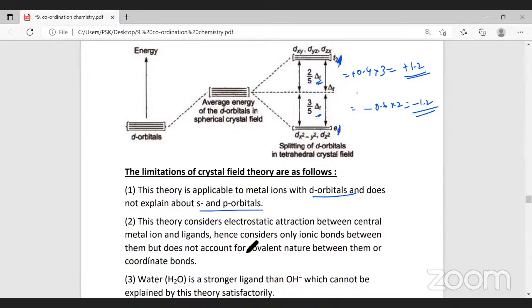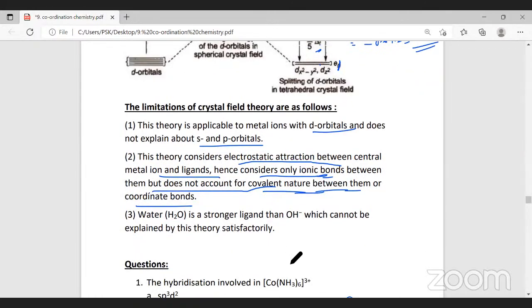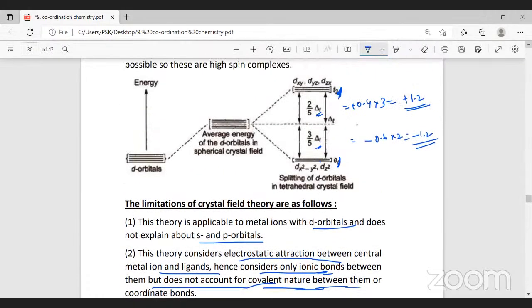This theory considers electrostatic attraction between the central metal and ligand. Hence, it considers only ionic bonds between them, but does not account for the covalent nature or the coordinate bonding between the metal and the ligand. Water is a stronger ligand than OH, which cannot be explained by the theory satisfactorily. These are the 3 demerits of crystal field theory.